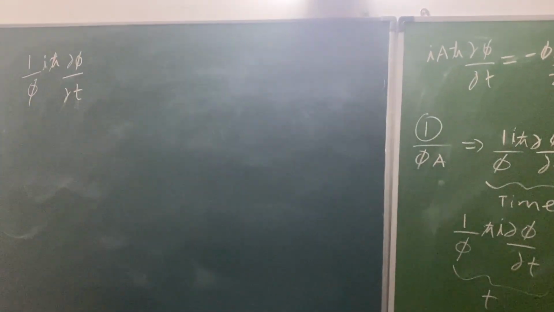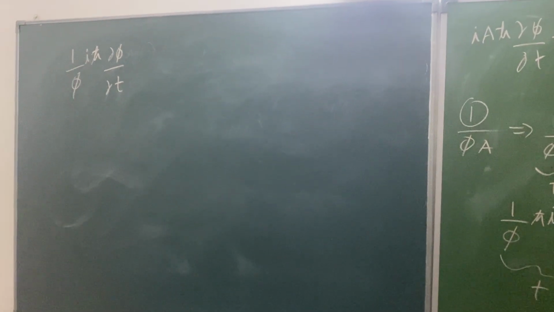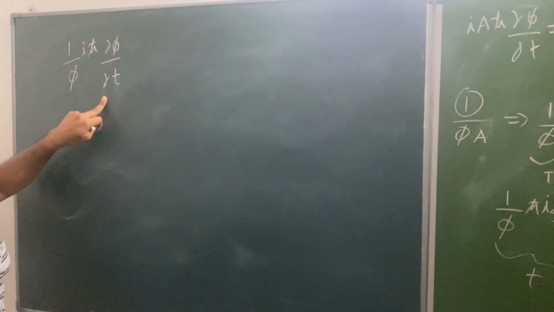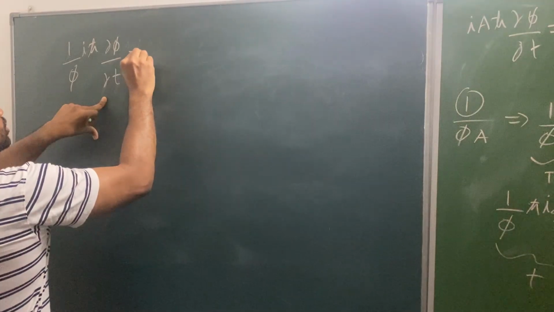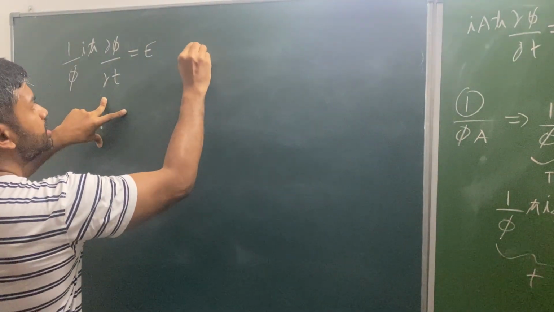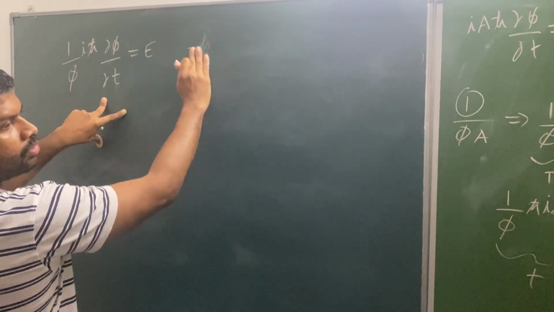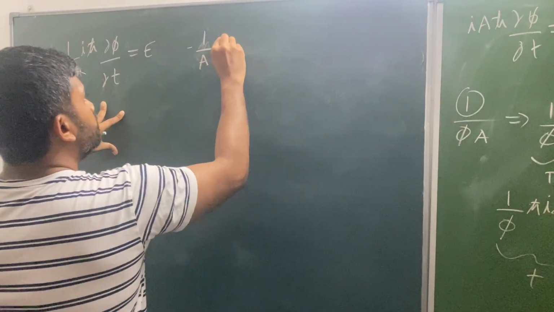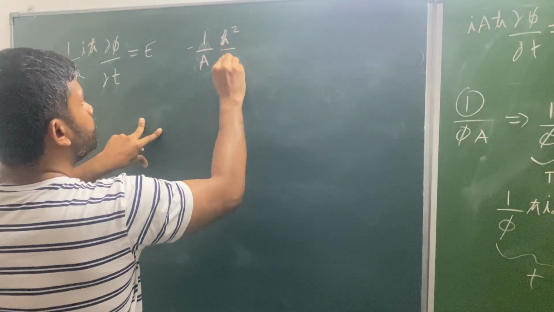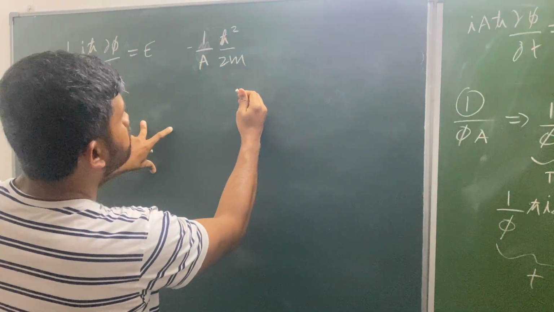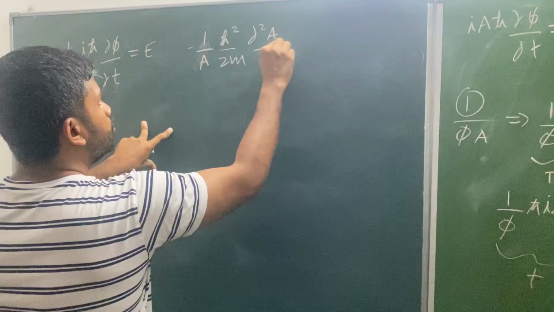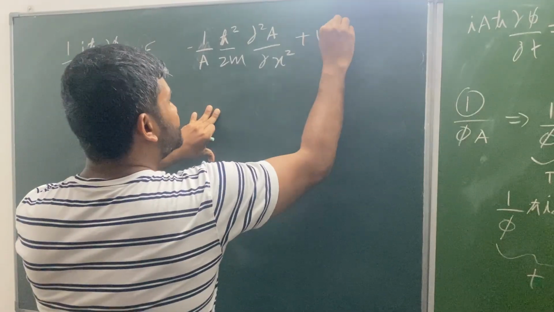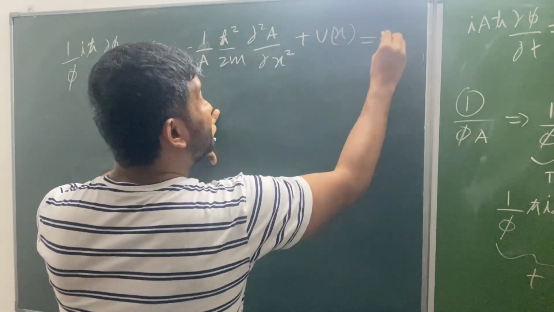So anyway, now I can write the separated equations like this. Let me write: 1 over phi, i h bar, d phi over dt is equal to energy E. And you have another one: minus 1 over psi, h bar squared over 2m, d squared psi over dx squared, plus V(x) is equal to E.